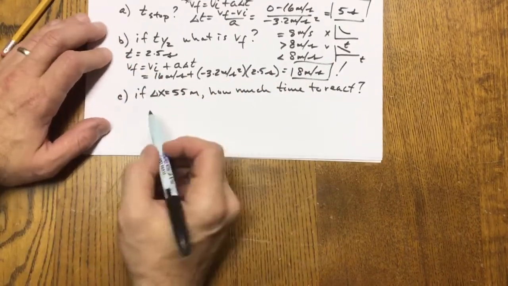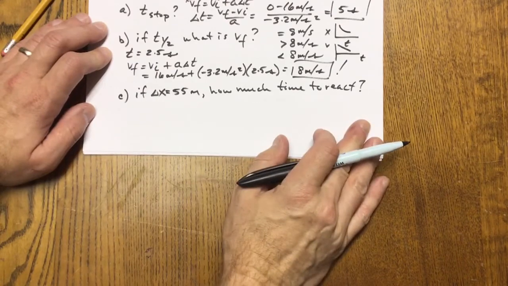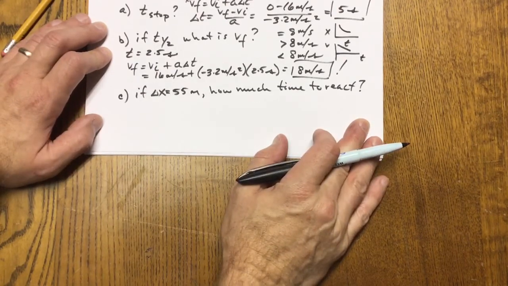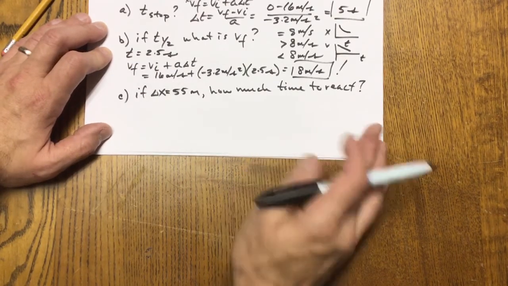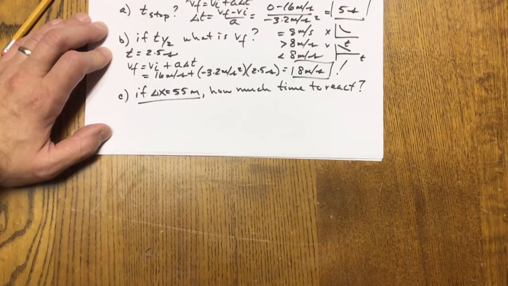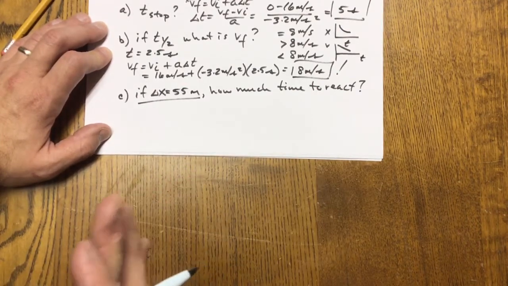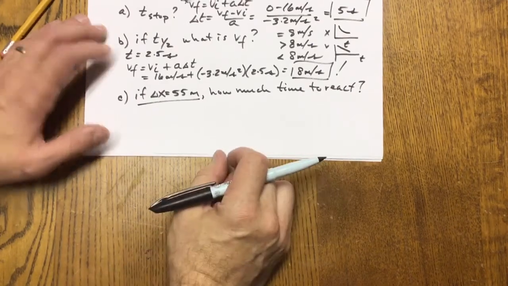Okay, part C. If the displacement is 55 meters, how much time do you have to react? Well, what this question begs us to do is actually to find out how far we're going to go in 5 seconds. So let's try it out. What can we do here? Which one of our 4?